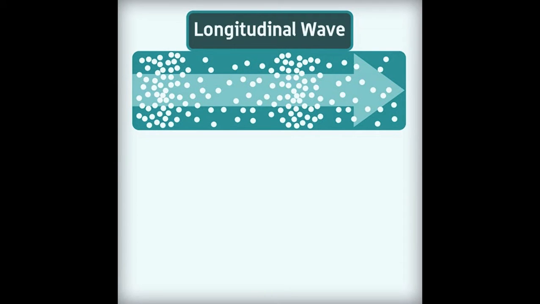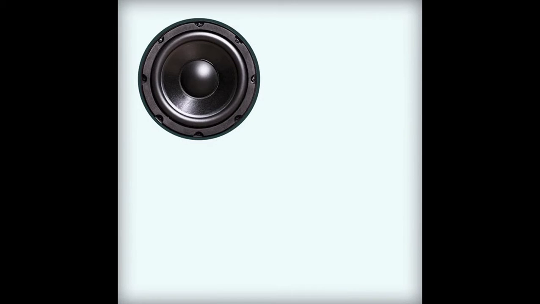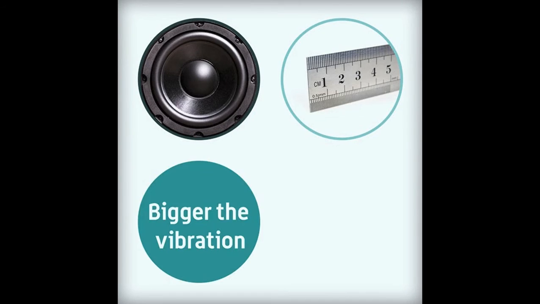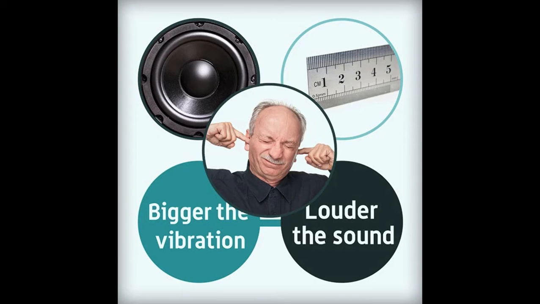This is in contrast to water and light waves, which vibrate from side to side and are called transverse waves. Trans meaning across. You can see these vibrations if you watch a speaker or twang a ruler. The bigger the vibration, the louder the sound, which is why we can feel the very loudest of sounds with more than just our ears.